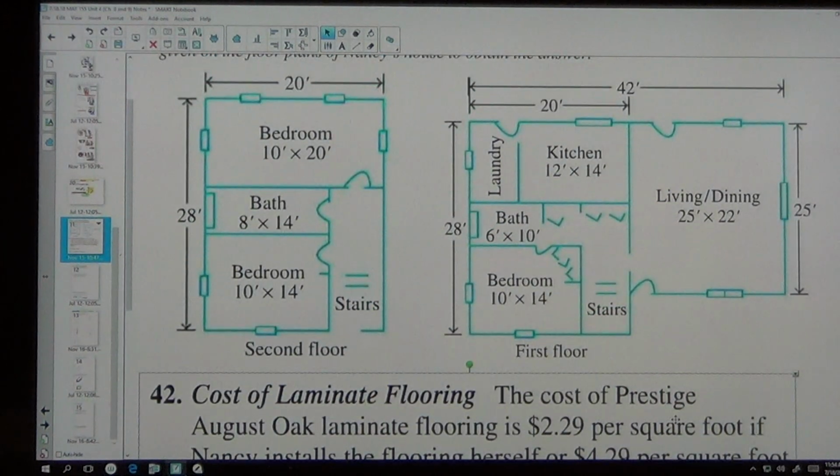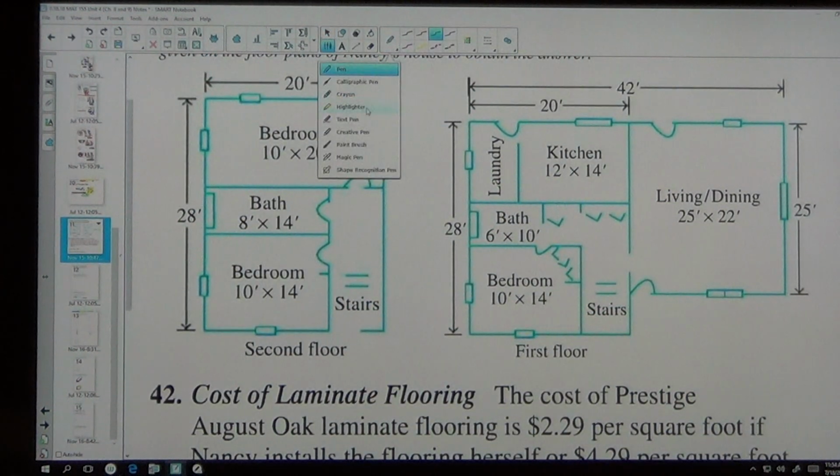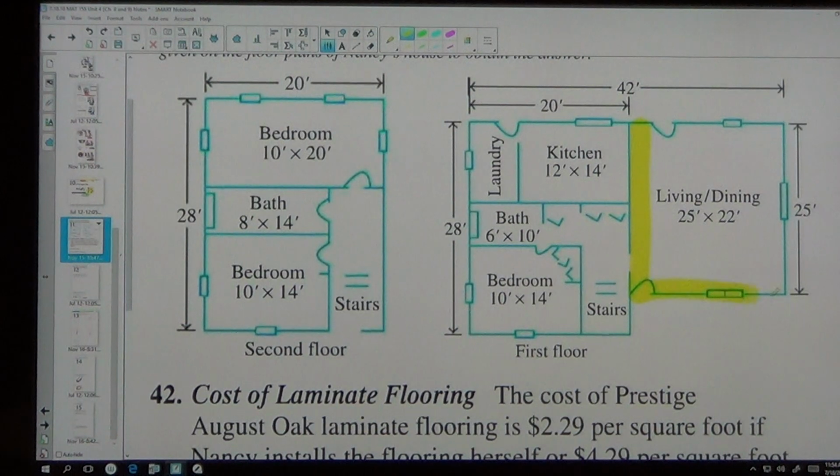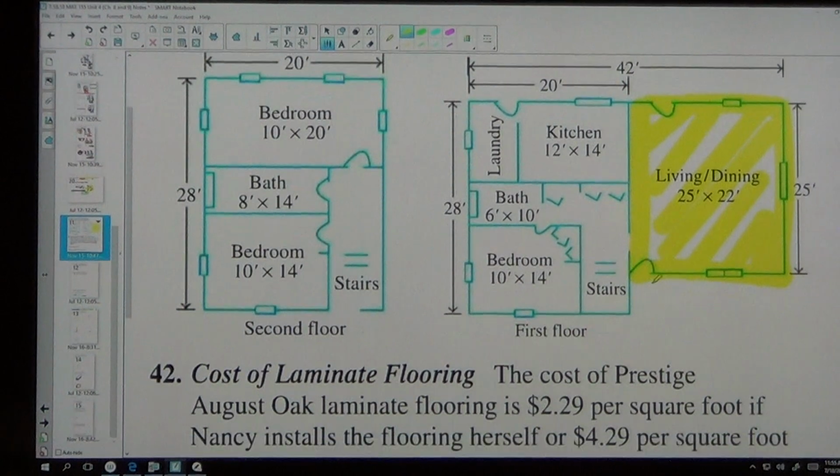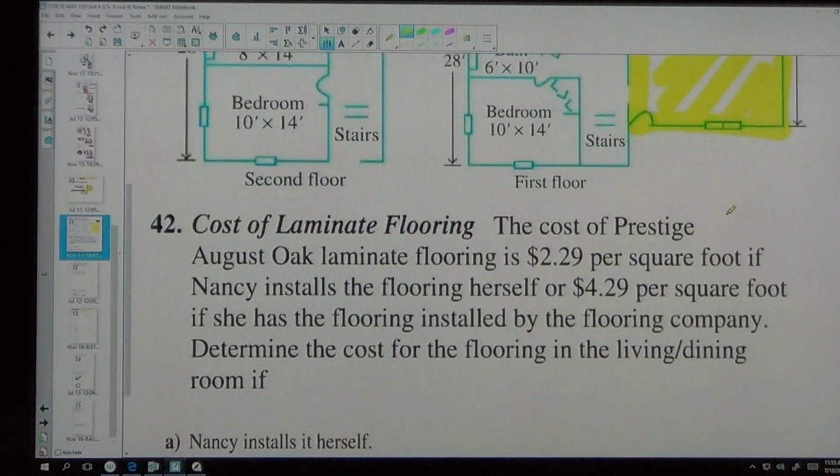So, I want to put flooring in this room. What kind of problem is this? What do I need to know about this room? The living and dining. Do I need to know the perimeter, the area, the volume? You need to know the area. I need to know the area of that living room.